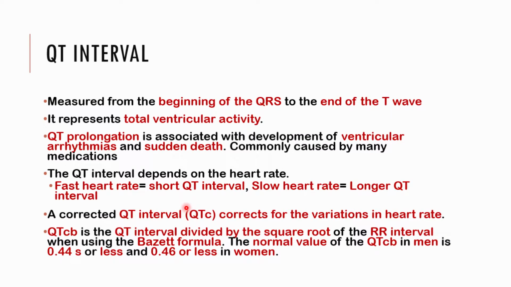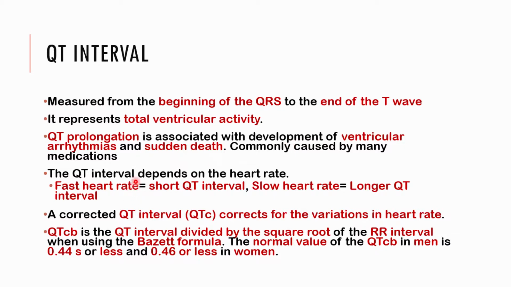Then you also have a QT interval, which is usually measured from the beginning of the QRS complex to the end of the T wave. So this is simply showing you ventricular activity, meaning ventricular depolarization and ventricular repolarization. Some drugs can cause prolongation of the QT interval and can predispose someone to ventricular arrhythmias, even one of the feared arrhythmias, which is known as torsade de pointes, which is a French phrase meaning twisting of the points. Then you may also get sudden cardiac death. Of course, some medications do cause prolongation of the QT interval.